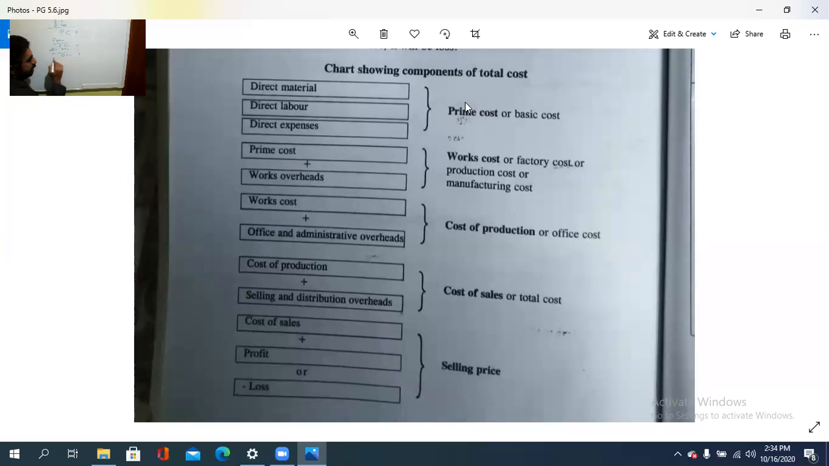To the office cost, add the opening stock of finished goods, then less the closing stock of finished goods. So COGS we got it. Then with this, we need to add what? Selling and distribution overheads, that is the COS or total cost. Then plus profit or minus loss, that is the sales. This is the statement showing the cost, that is the cost sheet. Clear? So this is the thing you need to study in this module.